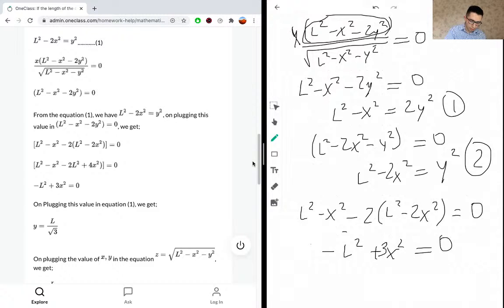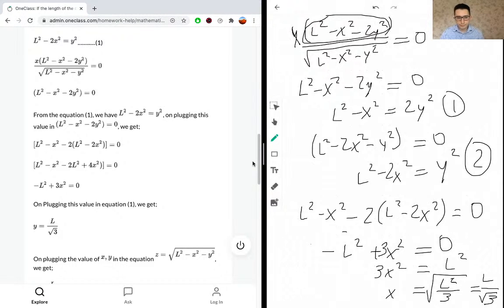And now we have the first kind of solution of our problem. We have 3x squared is equal to L squared, and then we'll divide both sides by 3, so we'll get L squared divided by 3 on this side. And then we'll square root both sides to get rid of the squared, so if we had x squared, we'll square root x squared to get x. This will give us L over the square root of 3. So that's the value of x.